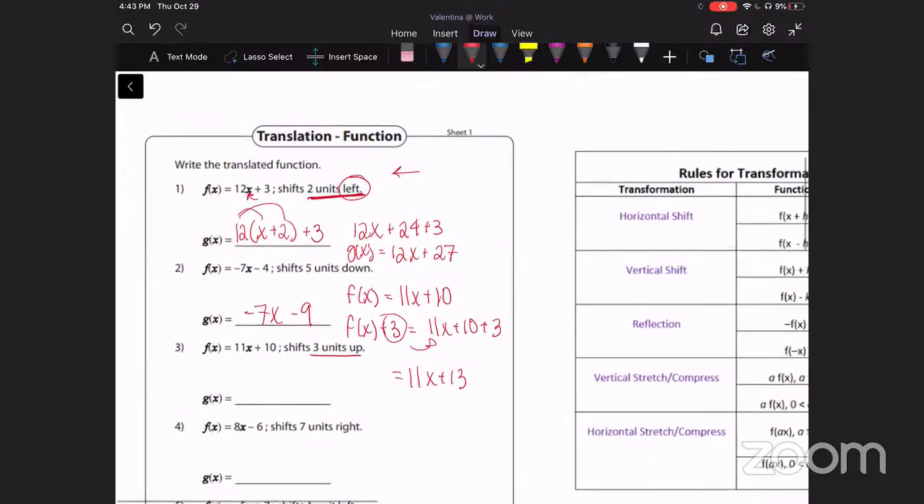So the difference is that when we look at a horizontal movement, we're going to be doing it just to the x, just to the x. But when we're doing a vertical shift, we're going to be affecting the entire function. So instead of having it just be the x, we're just going to do it at the end.